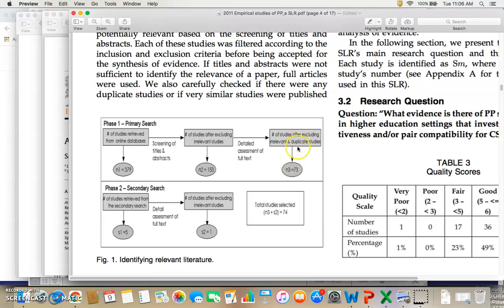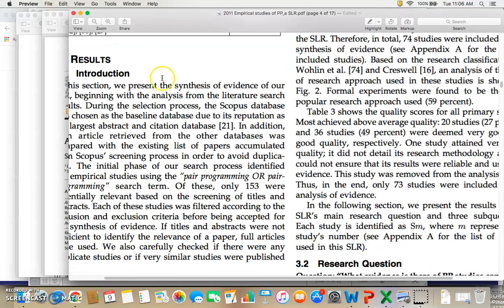So finally, after removing all the irrelevant and duplicate studies, there are 73. But then I did a snowball. From the snowball, I found another 5. But after checking through the full text, only 1 is applicable. So in the end, 73 plus 1 becomes 74.